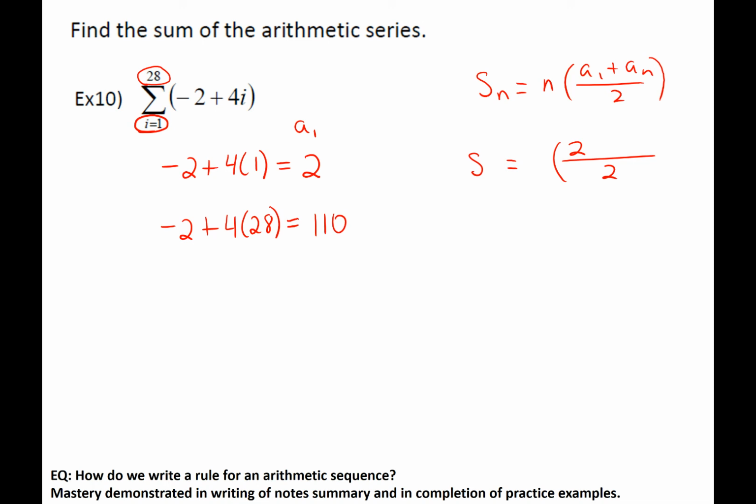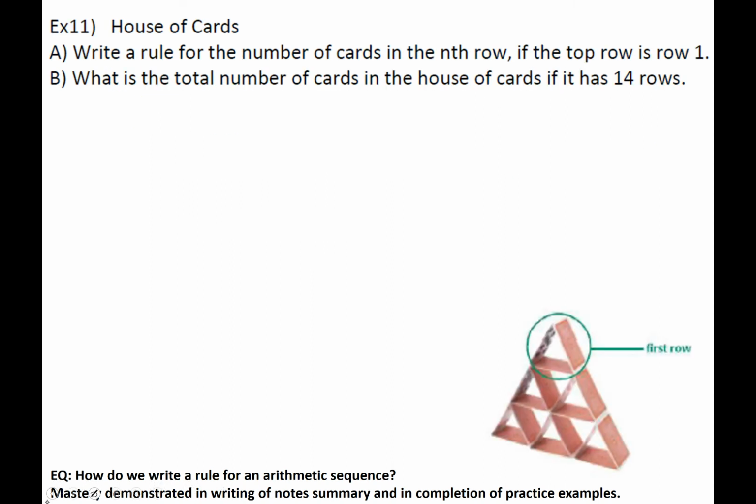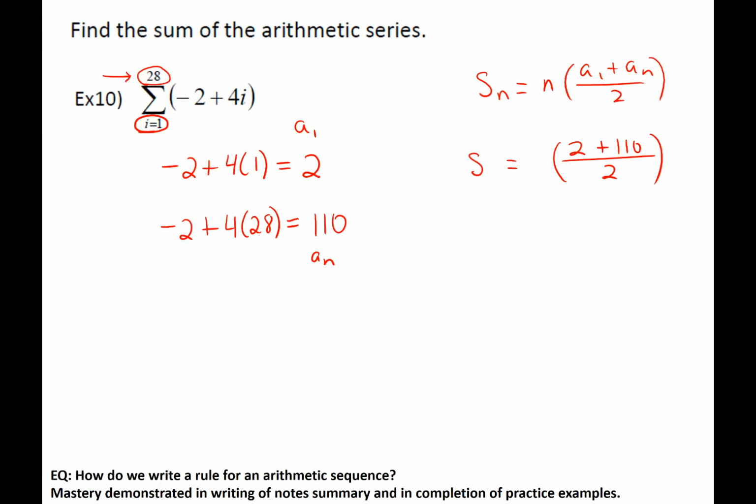Yeah, 110. Okay, so that's my a sub n. In this case, my a sub 28. So I would do plus 110. Then the number of terms also comes from that top number. It tells us we're counting up to the 28th term. So this is the sum up to the 28th term.